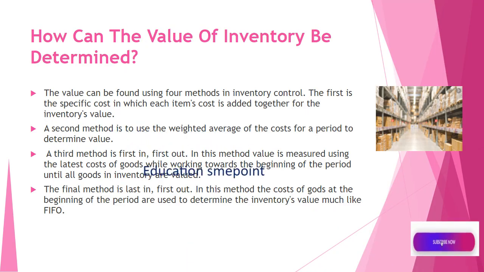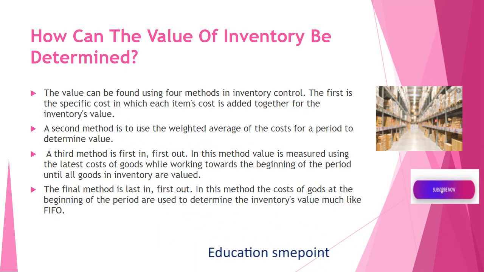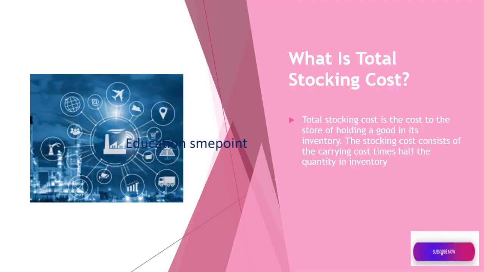How can the value of inventory be determined? The value can be found using 4 methods in inventory control. The first is the specific cost, in which each item's cost is added together for the inventory's value. A second method is to use the weighted average of the costs for a period to determine value. A third method is first in, first out. In this method, value is measured using the latest costs of goods while working towards the beginning of the period until all goods in inventory are valued. The final method is last in, first out. In this method, the costs of goods at the beginning of the period are used to determine the inventory's value, much like FIFO.